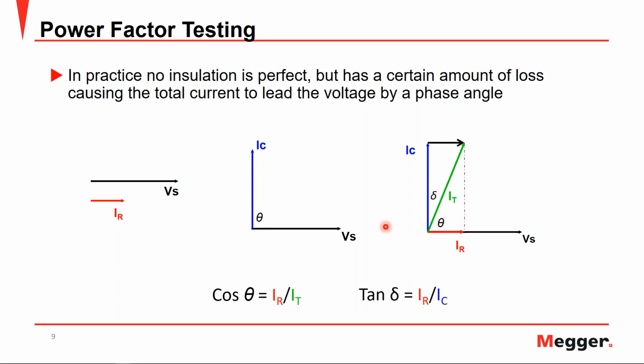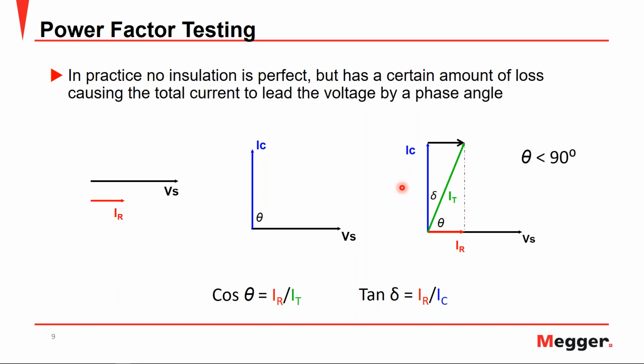And that's important because the cosine of the theta or power factor angle is your power factor, which is the relation of your resistive current to your total current. And another popular term is tan delta, or dissipation factor, in which you look at the delta angle that is between your total current and capacitive current and take the tangent of that, which gives you the relation of your resistive current and capacitive current.